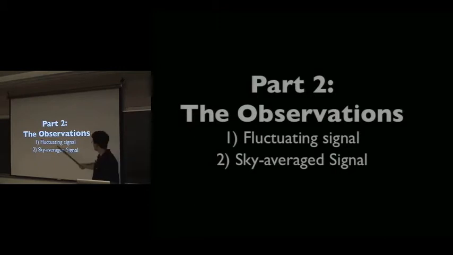Okay, and it turns out that there are 2 types of observations. There's a class going after the fluctuating part of the signal, so looking for brightness temperature fluctuations in space. And then there's a class of instruments that are going after the signal from the whole sky. And it turns out that the design of these instruments is quite a bit different.